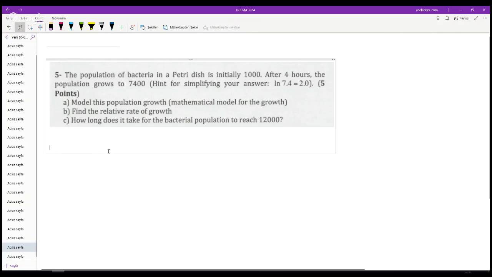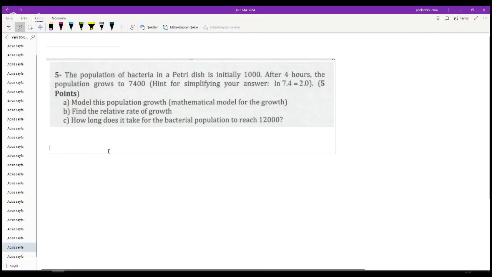Okay, guys? So, first, exponential growth question. Is everybody here? So, write me if it is okay to begin with the second half. So, the question is, the population of bacteria in a petri dish is initially 1,000. After 4 hours, the population grows to 7,400. Hint for simplifying your answer, ln 7.4 is 2.